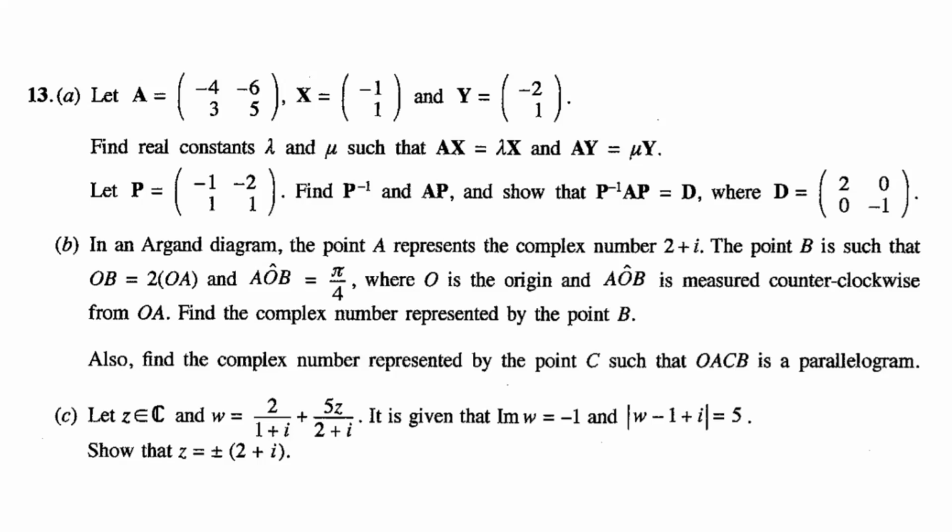The first question: A is given as -4, -6, 3, 5. X is this, Y is this. Find real constants lambda and mu such that Ax is equal to lambda x and Ay is equal to mu y.